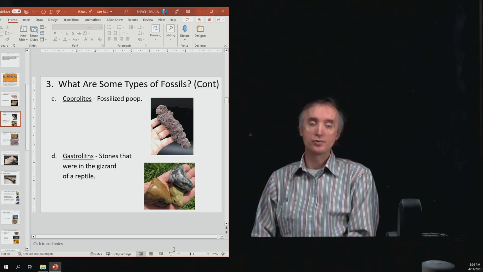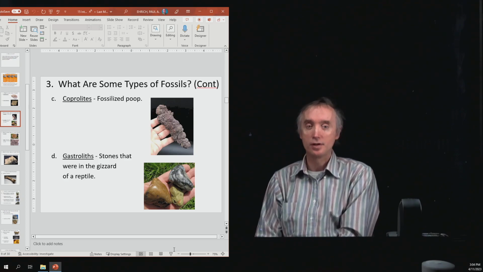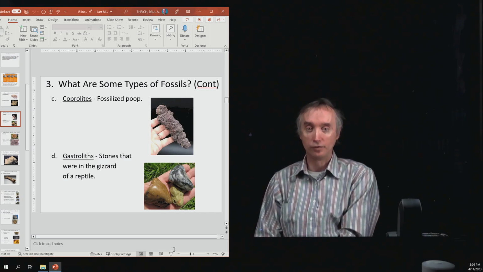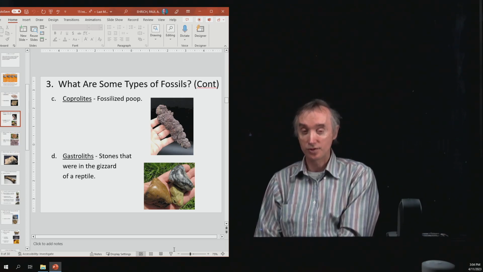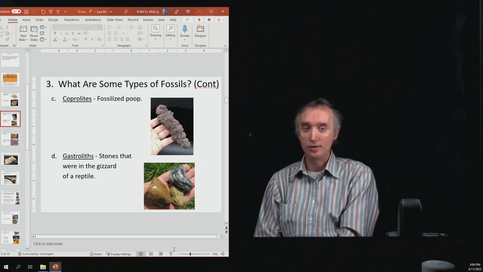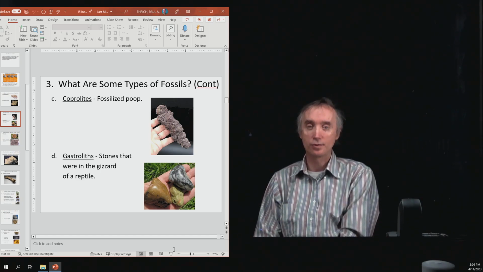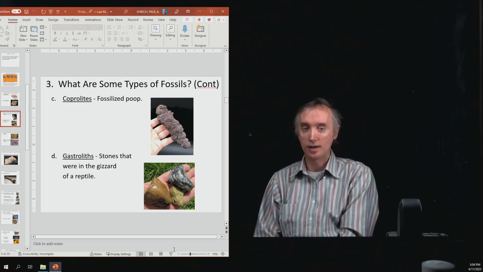Now, looking at those, you might think that perhaps that came out of a river because you know that you find smooth stones in a river. So how could you know that those were actually in the gizzard of a reptile? Well, if you're out in the middle of a desert and you find the fossilized remains of some kind of an animal, and then in the middle of it you find these smooth stones, well, that's a pretty good indicator that the stones actually were inside of that reptile.